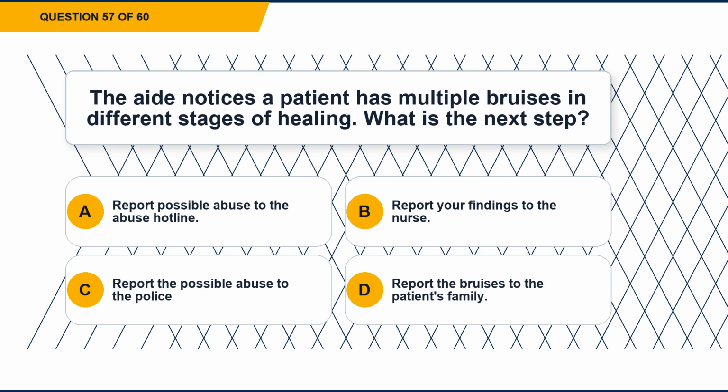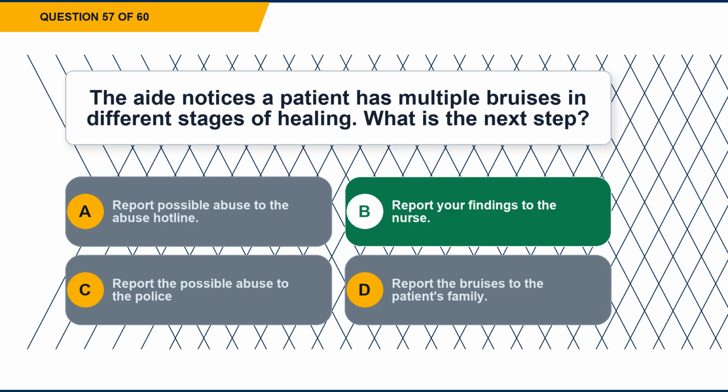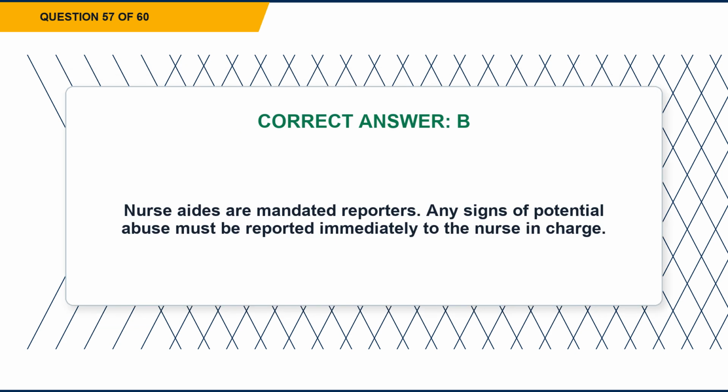Question 57. The aide notices a patient has multiple bruises in different stages of healing. What is the next step? Option A, report possible abuse to the abuse hotline. Option B, report your findings to the nurse. Option C, report the possible abuse to the police. Option D, report the bruises to the patient's family. The correct answer is option B, report your findings to the nurse. Explanation: nurse aides are mandated reporters. Any signs of potential abuse must be reported immediately to the nurse in charge.